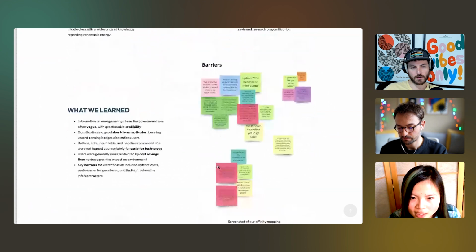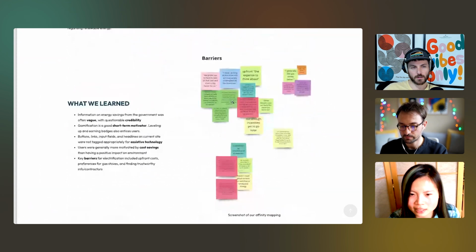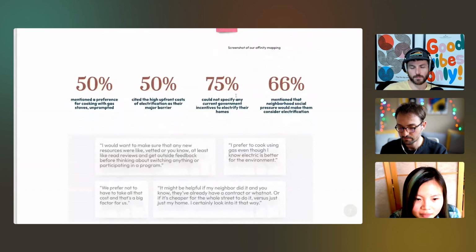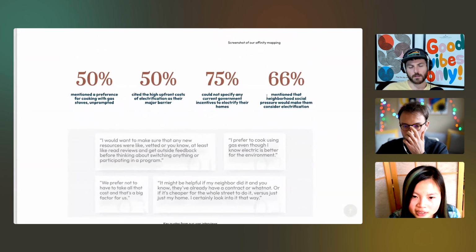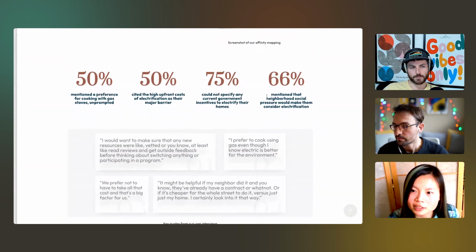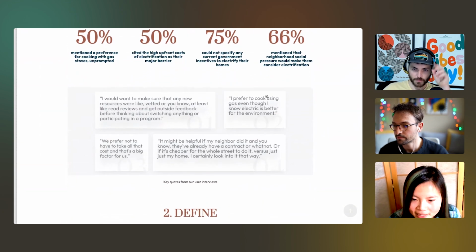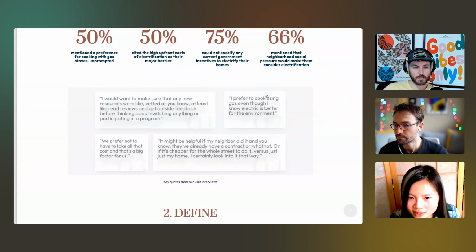For the barriers and all the sticky notes, I would recommend maybe not including that or putting that in the appendix section and just focusing on what you took away from all of that. Then scrolling down, I liked the percentages, how the metrics were clearly displayed right there. The quotes, I would recommend not including those, or summarizing them, or including them in the appendix section.